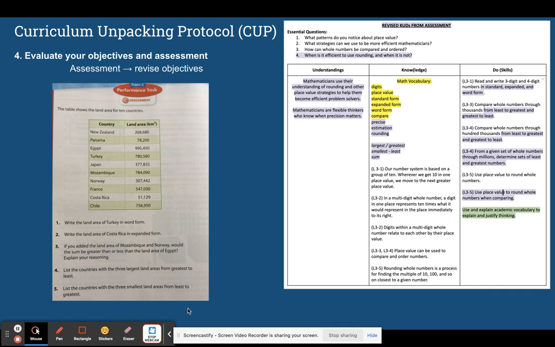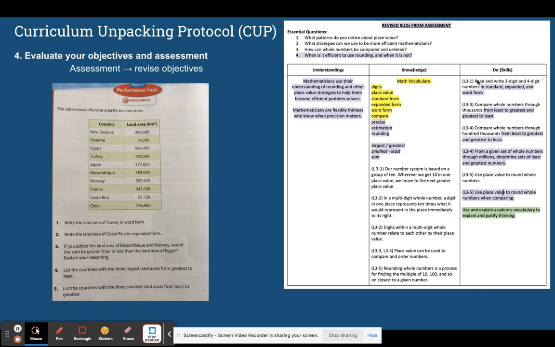I'm also seeing some questions from the assessment that I don't know if students have in their background knowledge yet. Words like largest, greatest, smallest, least, and especially that word sum, because if they get to this problem number 3 and they don't know what sum means, they won't be able to answer that question. That ties in nicely with this skill that Katie outlined, where they're using and explaining academic vocabulary to explain and justify their thinking.